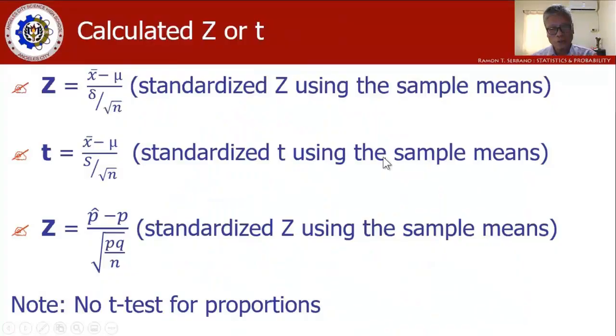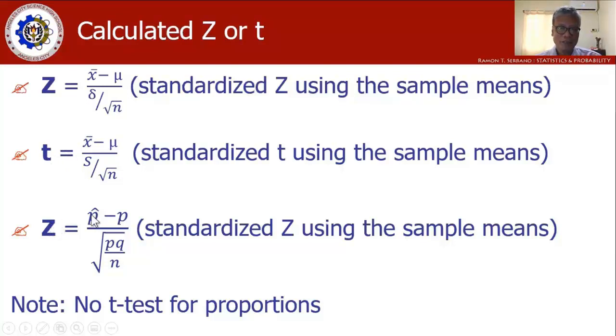Now, we always go back to this conversion formula, calculated z or t, depending on the given. So we have x bar minus mu over sigma over square root of n, or x bar minus mu over s over square root of n if you're going to use t, and you know when to use t.